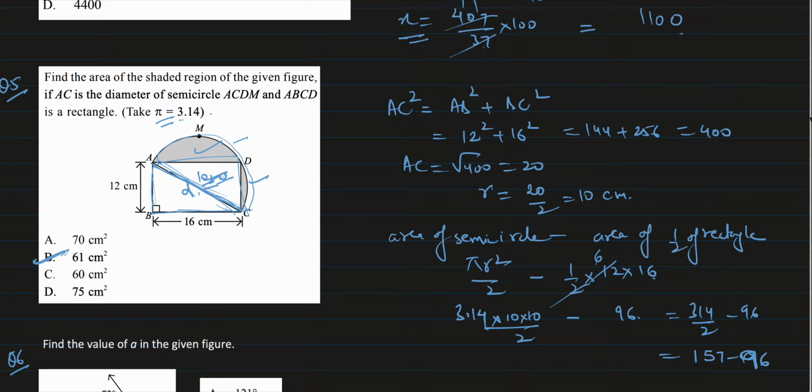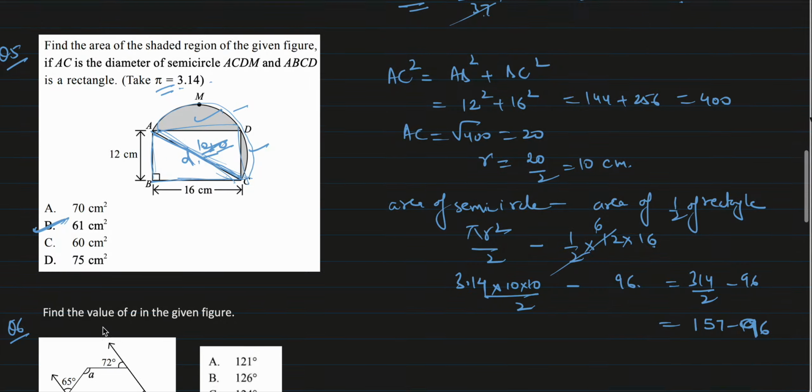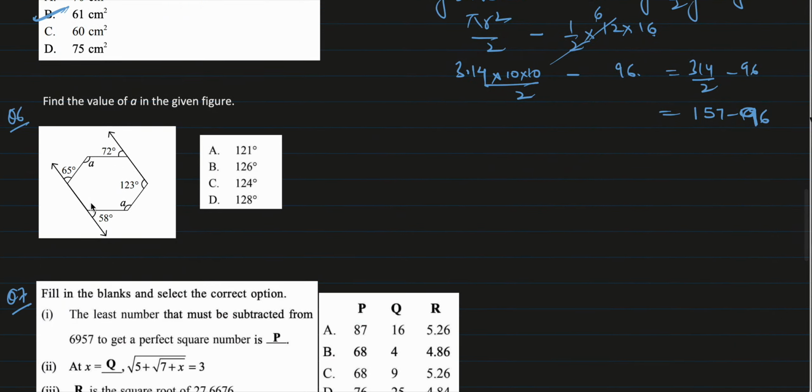Now let's move to the sixth question. Find the value of a in the given figure. So the given figure is, let's count the number of sides: 1, 2, 3, a 6-sided polygon. For a 6-sided polygon, the sum of all angles will be given by n minus 2 into 180. Total sum of all angles, not number of angles, sorry. So it is 6 minus 2, 4 into 180, which is 720 degrees, the sum of all angles.